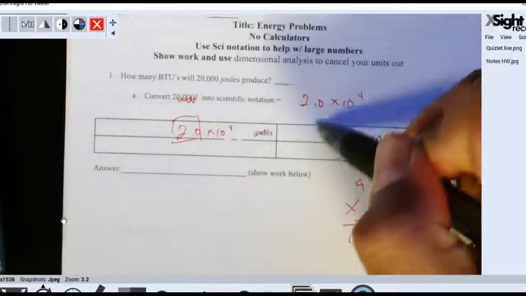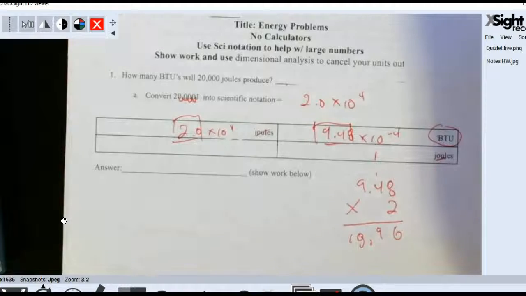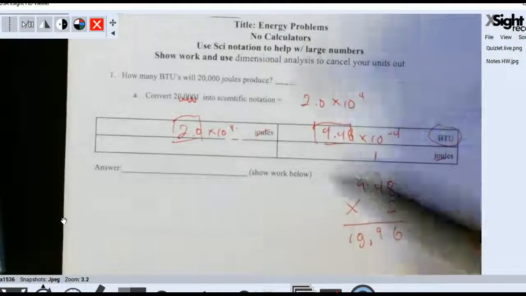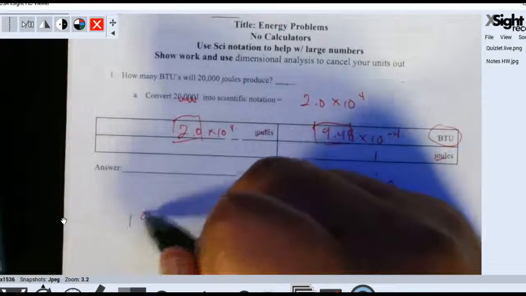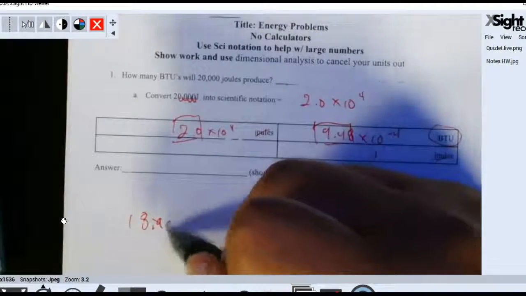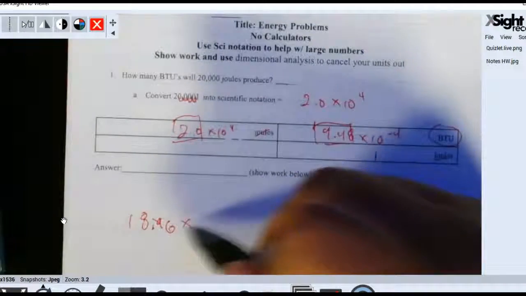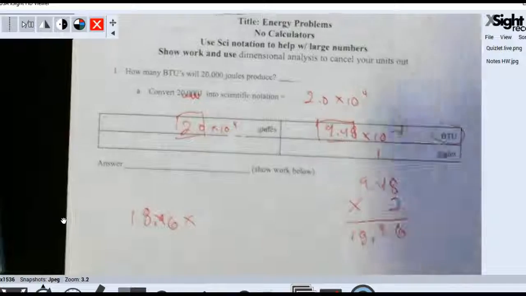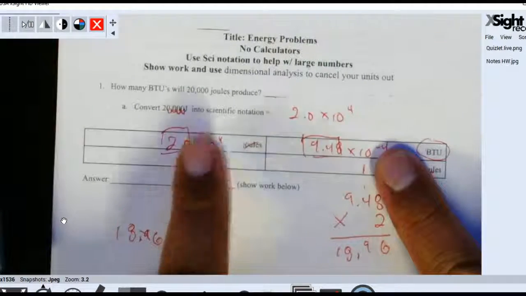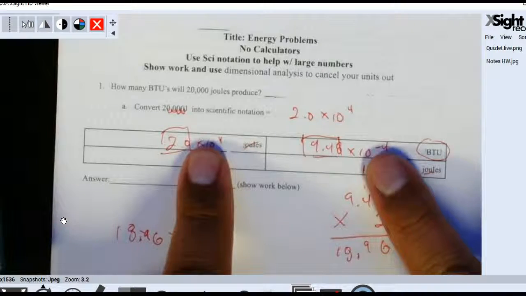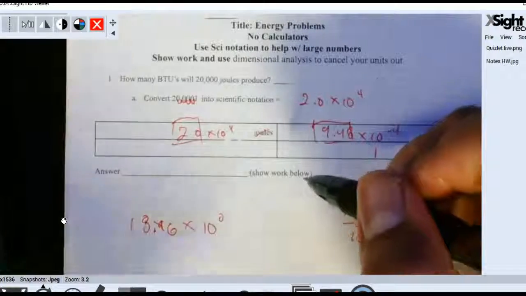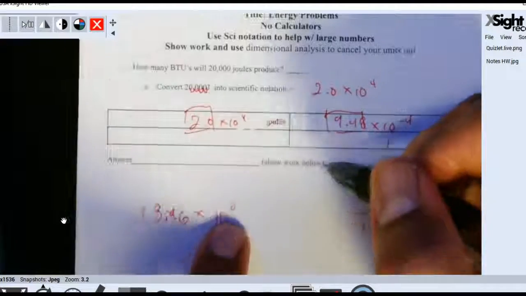That was taking these numbers and multiplying them, because they're across the top. If they're across the top, it's multiplication. If they're across the bottom, it's division. So we got the 18.96 times, now we have to take care of the exponents. Since this is a multiplication problem, this turns into an addition problem. So this is 10 to the 4th plus 10 to the negative 4th. That gives us 10 to the 0. 10 to the 0 power is 1.